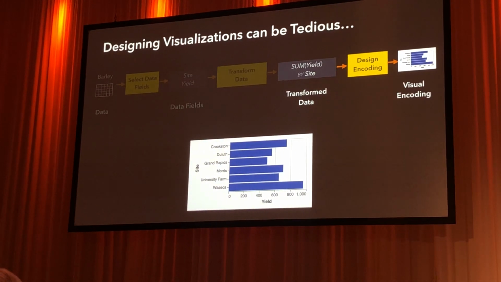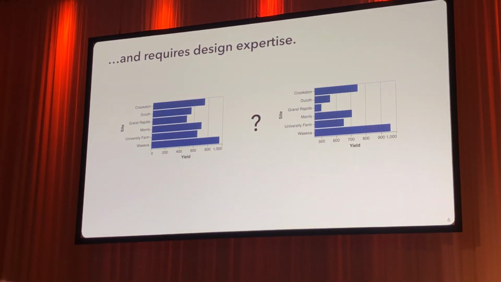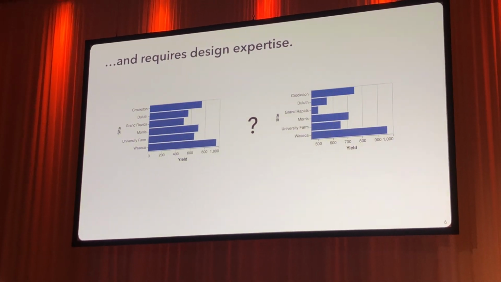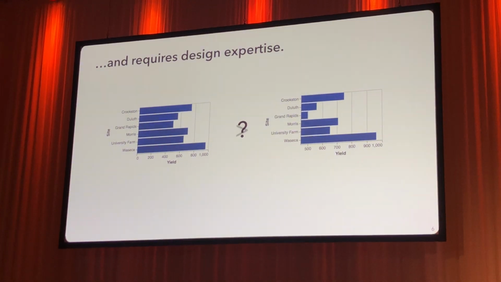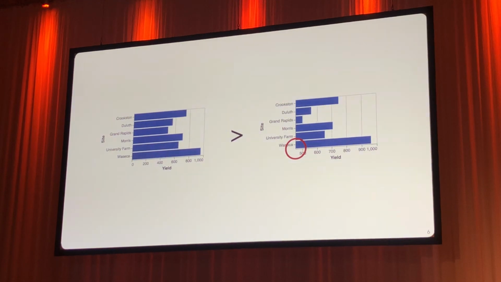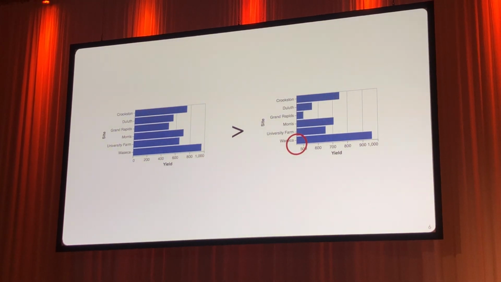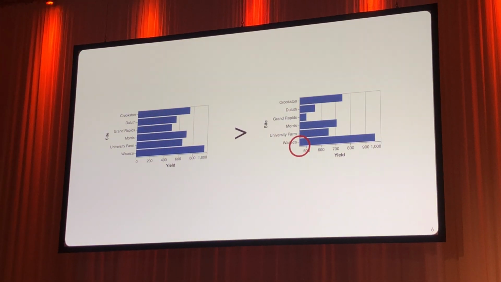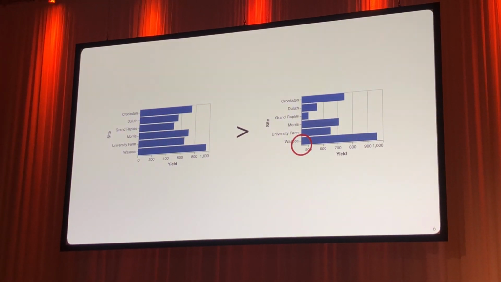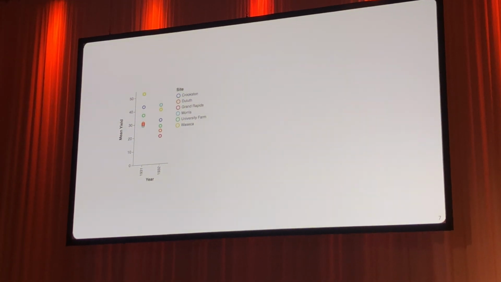Besides being very tedious, this process also requires design expertise. For instance, we have to decide what mark type we want to use, or whether we should include 0 in the domain of this bar chart so that the length of the bars is comparable. And this design knowledge here is crucial. Visual design decisions can make the difference between having a misleading visualization or not seeing errors.